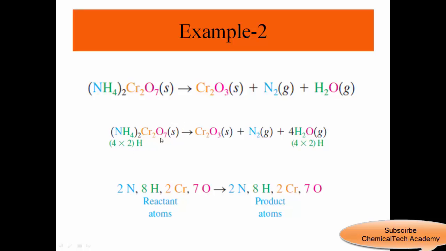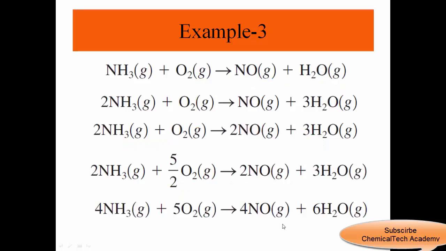Let's check that one too. Sorry, we have 7 here, and here we have 3 plus 4, which is going to give us 7. So 7 here and 7 here. We have 2 nitrogen, 8 hydrogen, 2 chromium, 7 oxygen, and same thing on the product side.